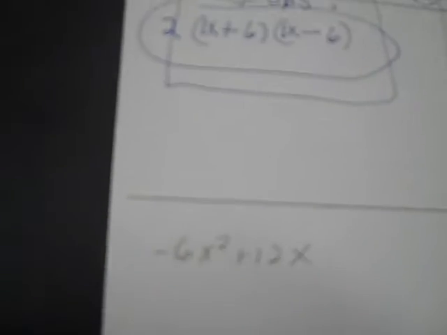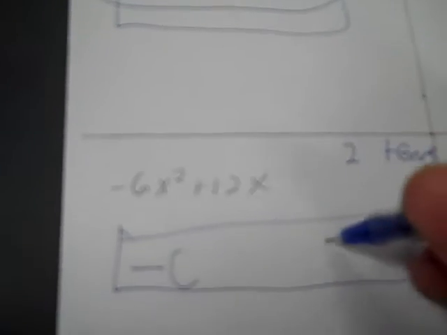Okay, next, 2 terms. So again, I'm looking for a greatest common factor. And then I want to see if I have a difference of perfect squares. Okay. So GCF, you got a negative in front? Yup. You got x on both. Now let's check out 6. So 6, you got 1 and 6. 6 divided by 2 is 3.